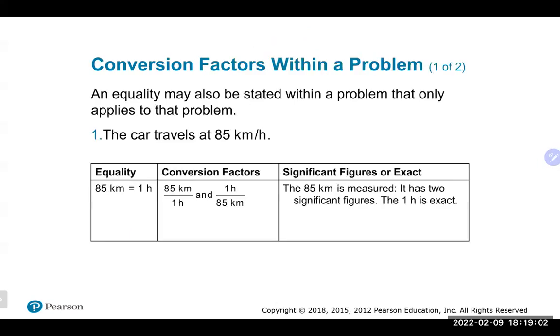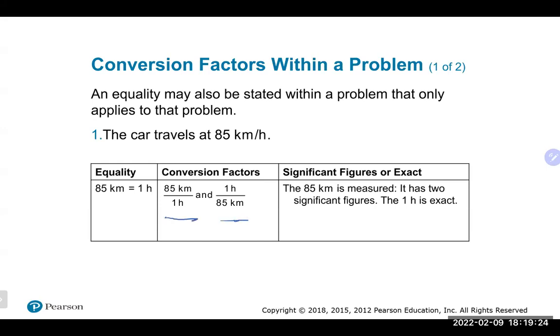Okay. All right, so an equality may also be stated within a problem. For example, if you're given that you are driving 85 kilometers per hour, you can turn that into a conversion factor, and it works the same way. Basically, you could go 85 kilometers over an hour.